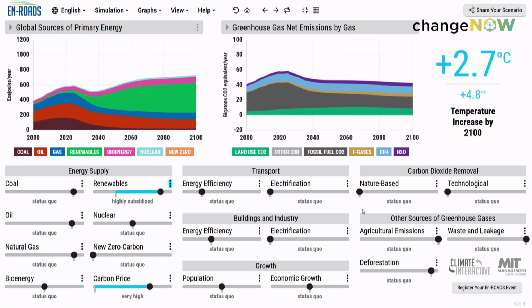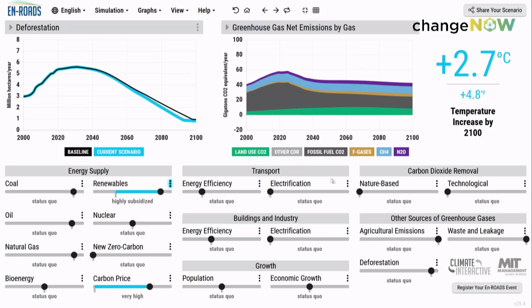Next thing was deforestation, so stopping deforestation. So let's try this. What is the impact of deforestation? So you can go here, and so there we go. So we don't need as many trees. So you see that because of the carbon price and renewables, we don't need to burn as much forests for bioenergy.